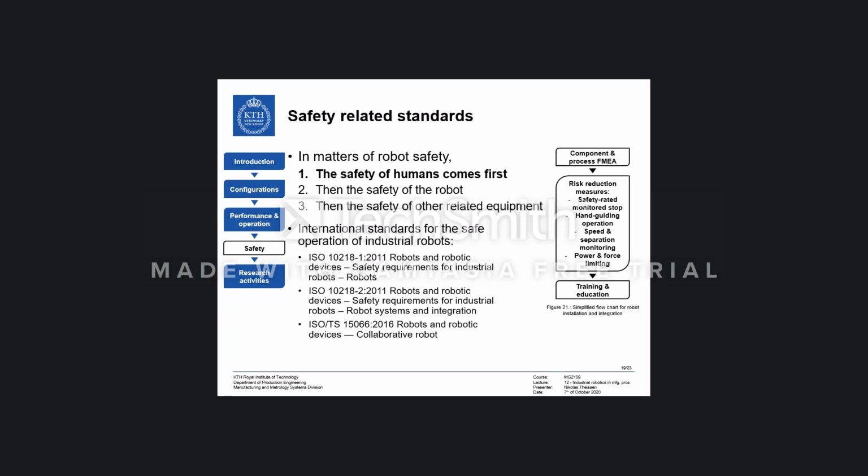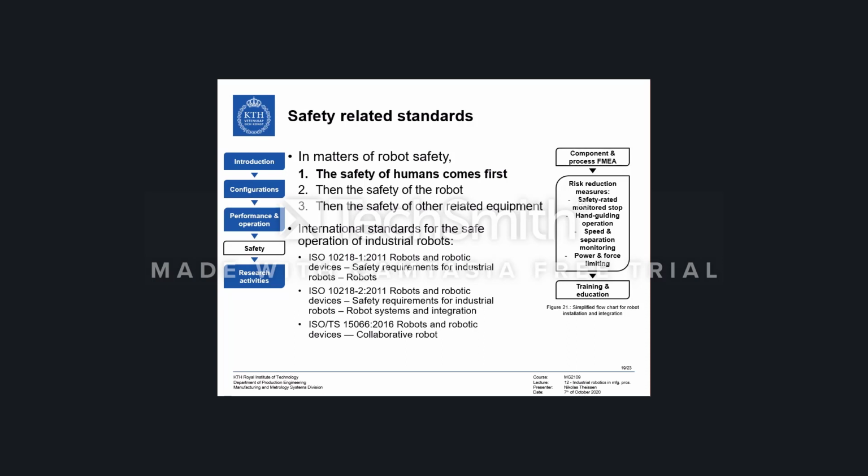Those measures are colloquially called risk reduction measures, and they usually relate to safety-rated monitored stops, hand guiding operations, speed and separation monitoring, as well as power and force limiting. And one of the last steps that is very important and should never be forgotten is that those things should then be trained and educated to the personnel who are going to be in contact with the industrial manipulator.